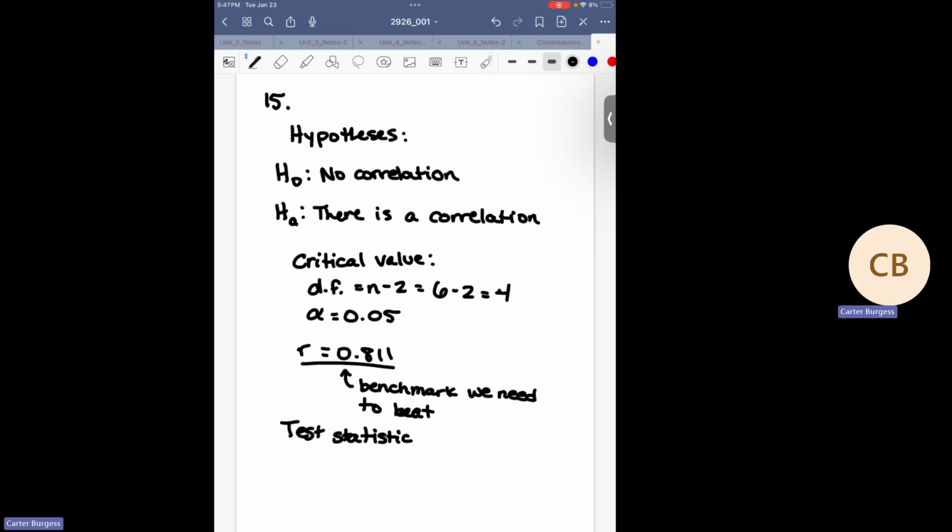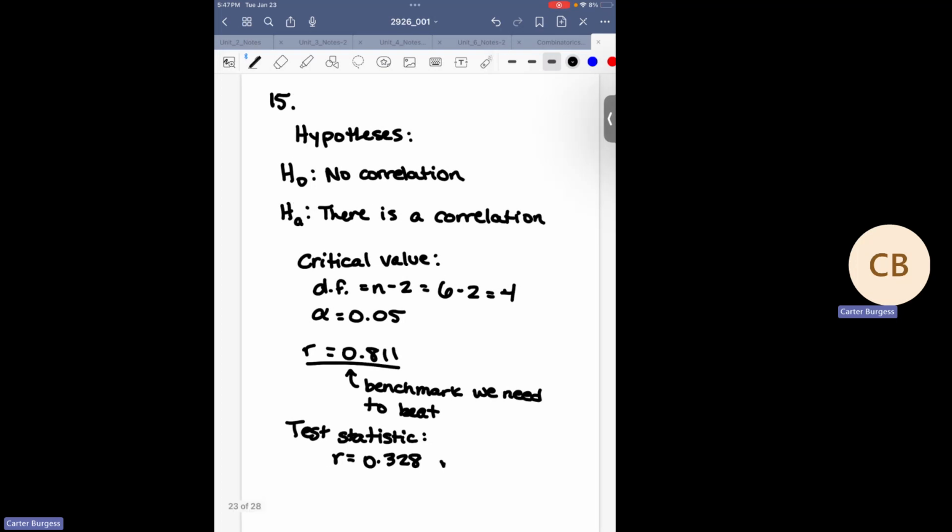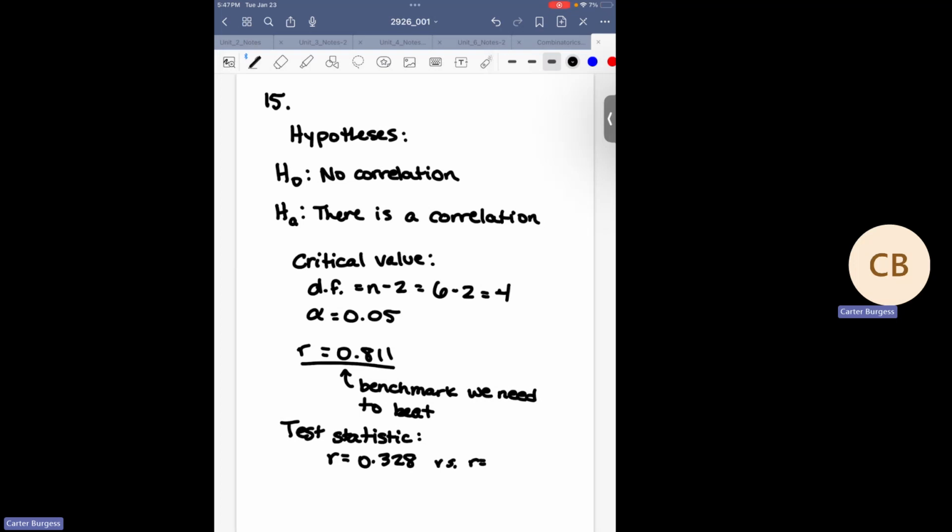So we are going to actually calculate the regression. And what I see here for my test statistic is an R value of 0.328. Okay, a pretty weak R value. Important to note, this could have been negative. It wouldn't matter. Again, we're looking at the strength. So the important thing to note is that this is weaker than 0.811.